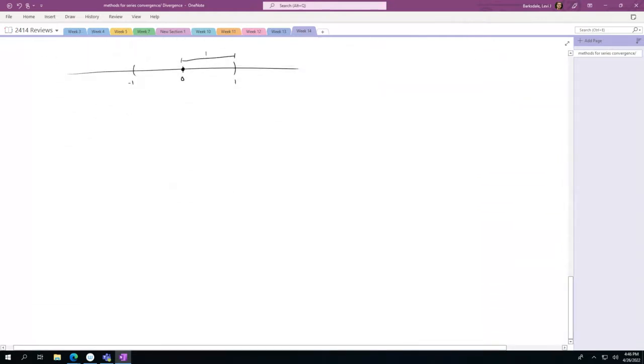So let's do a slightly more complicated example. Let's say we have (-3)^n x^n divided by the square root of n plus 1. And I want to find the radius and interval of convergence.